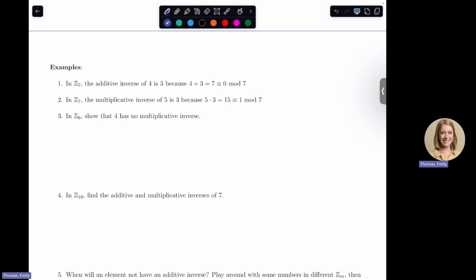So in Z7, what does Z7 look like? This is the set of remainders mod 7. So what does Z7 look like? 0 through 6. Yeah, it is 0 through 6.